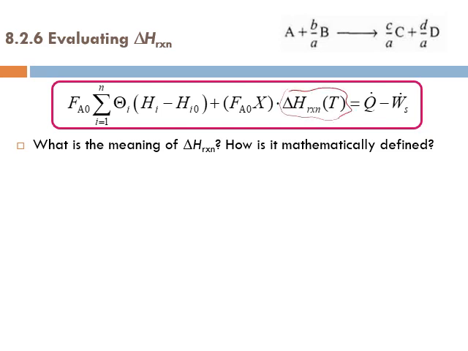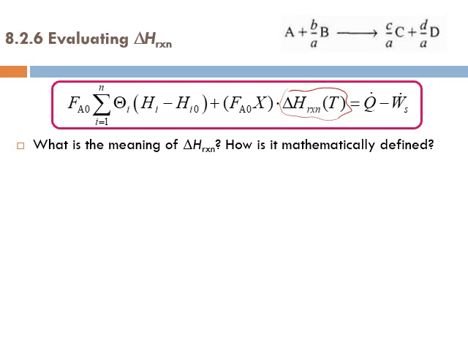To begin with, what is the meaning of delta H reaction? Like, what's the physical meaning? And how is it mathematically defined? Well, the physical meaning of delta H reaction is the amount of heat that needs to be exchanged with the reaction mixture in order to proceed with the reaction at constant temperature.